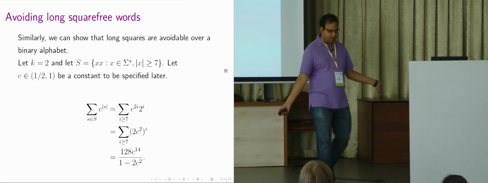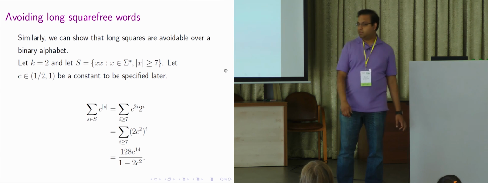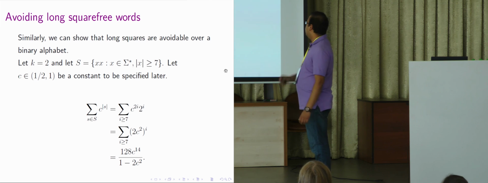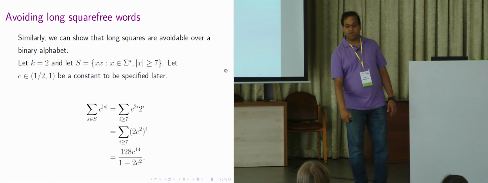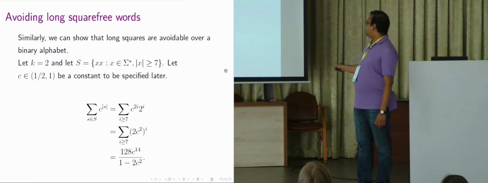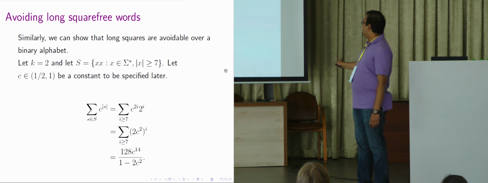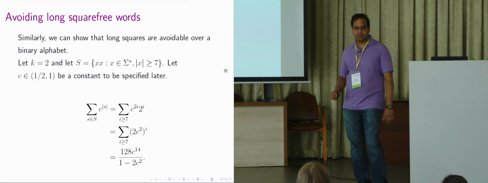Let's avoid long squares over the binary alphabet. So again, it's a similar thing. Now our alphabet is k equals 2. We are avoiding squares xx, where the length of x is greater than or equal to 7. And I compute the same sum, but now I just start from i greater than or equal to 7. And my alphabet now is 2. So I simplify this, I get this thing here.